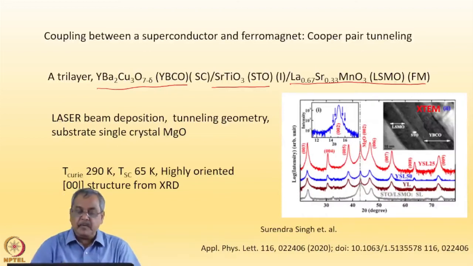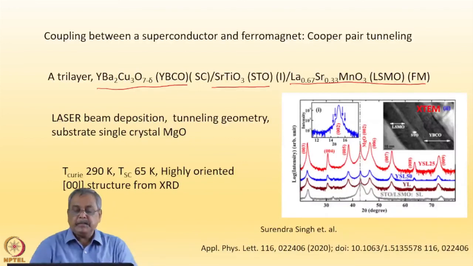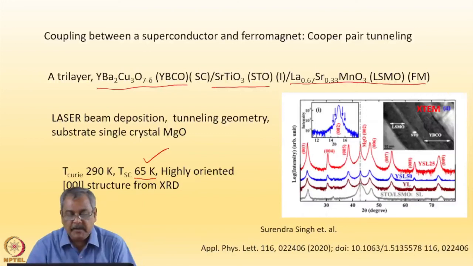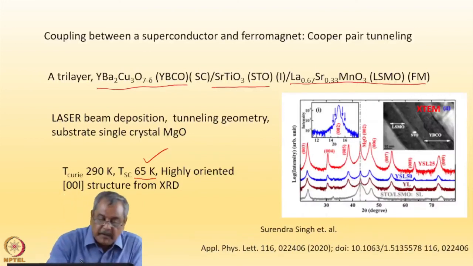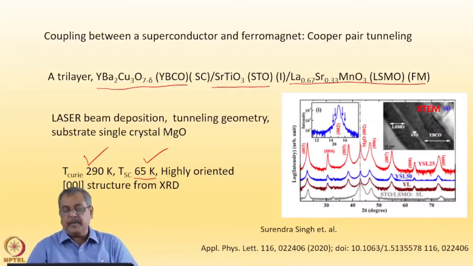They are laser beam deposited and they are oxides. So high Tc superconductor, then insulator, and then a ferromagnet. This superconductor has a superconducting transition temperature of around 65 Kelvin. We determined it from bulk measurements, and the ferromagnet has a Curie temperature of around 290 Kelvin. That has also been obtained by bulk measurements.